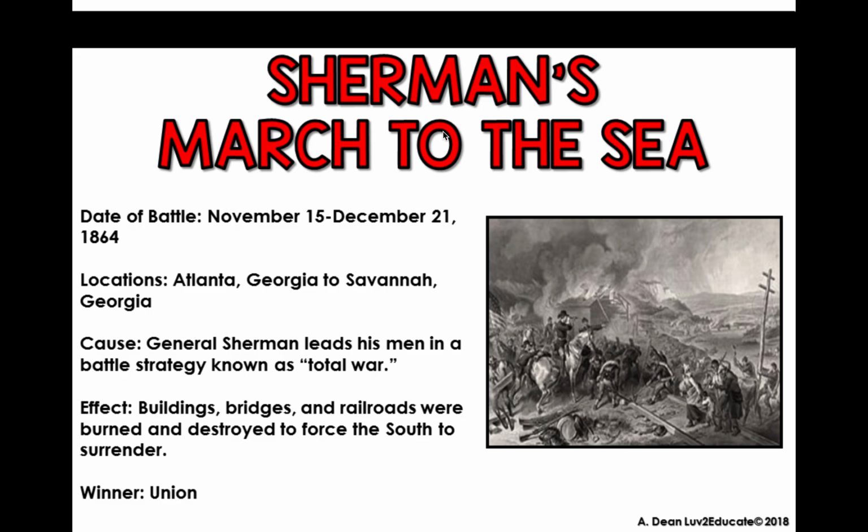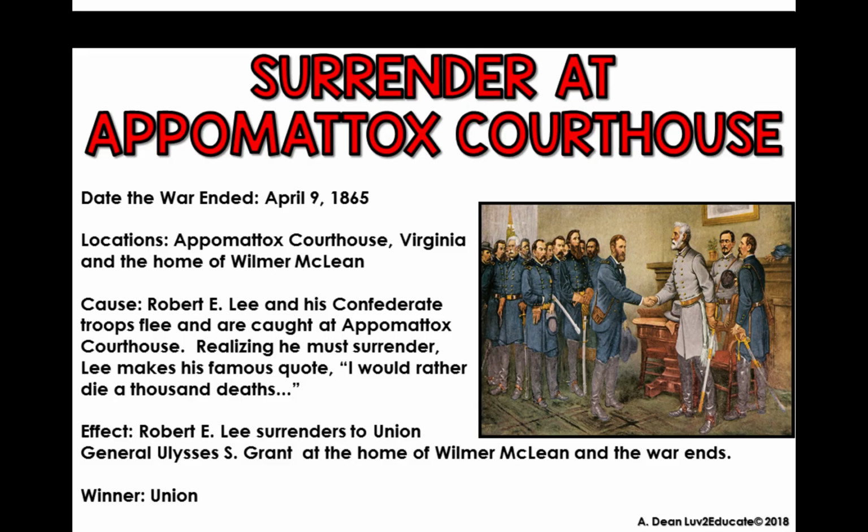And then we have Sherman's March to the Sea. This took place from November 15th to December 21st, and they marched through Atlanta, from Georgia to Savannah. General Sherman led his men in a battle strategy known as total war. So what they did is basically they just burned everything in the South. They burned buildings, bridges, and railroads. They burned and destroyed all those things, and that was what would force the South to surrender in this war. And the Union was the winner.